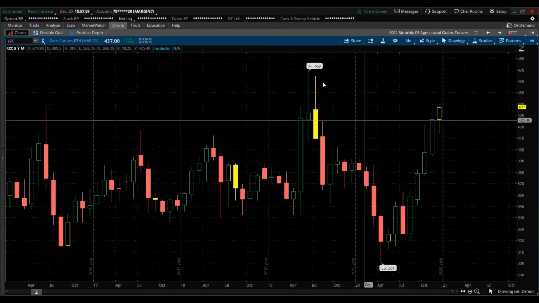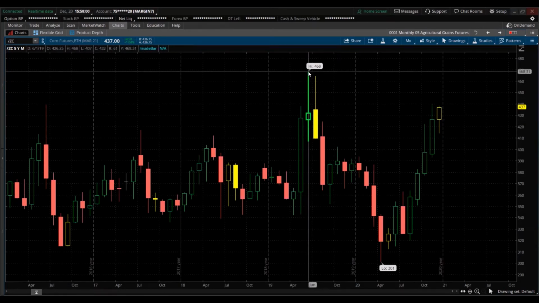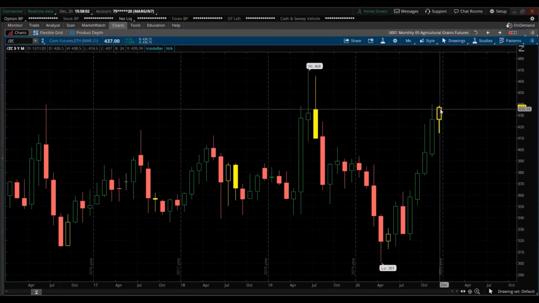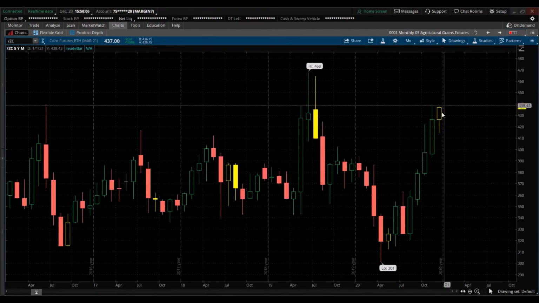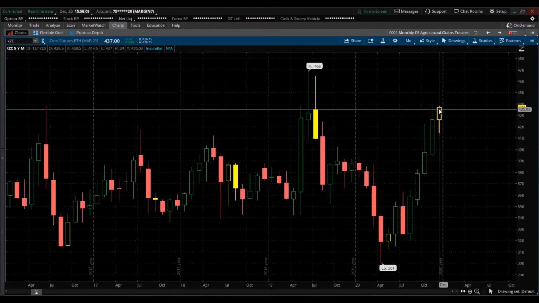First, we'll look at corn. Here's the high corn. Here we are right now. Look at that inside candle, indecision. Be interesting if at the end of the month it finishes like that.